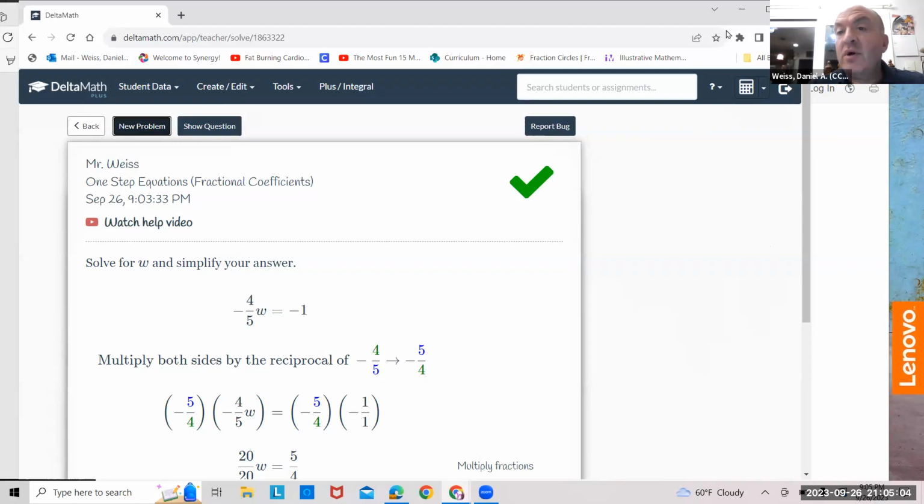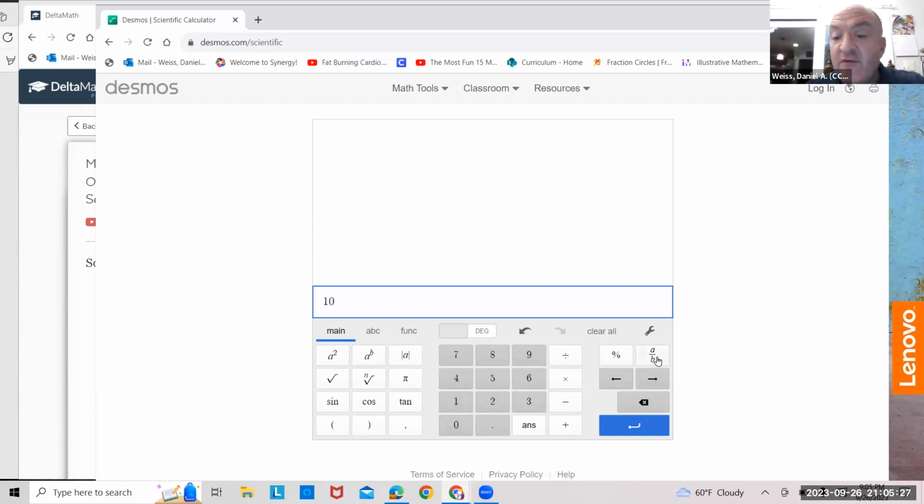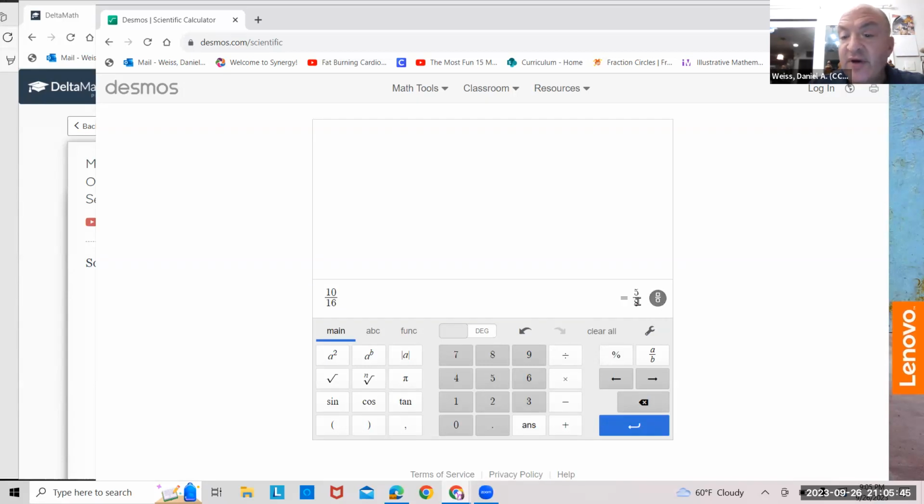And once again, on Desmos.com, whenever you want to reduce, let's say you want to do 10 and A over B. Oh, notice that if I hit 10 and then A over B, it doesn't do it for me. I need to hit A over B first and then hit 10/16. For example, if I want 10/16. And I hit the convert to fraction and it gives me 5/8.